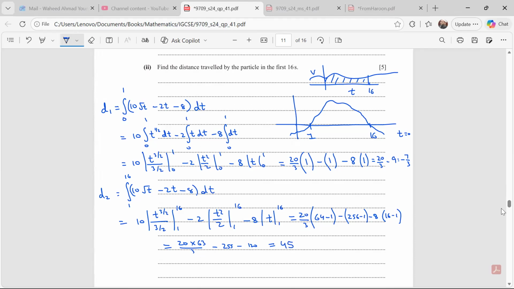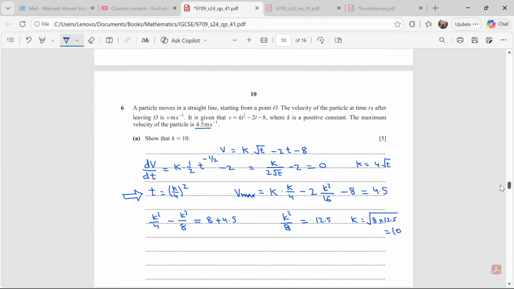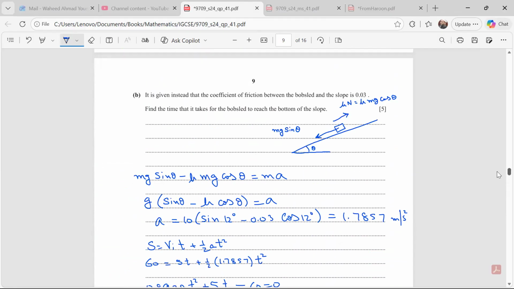So the final answer is going to be the total distance, which is the absolute value of d1 plus the absolute value of d2. So it is going to be 7 by 3 plus 45, which will give me 142 over 3. I hope you understood both the question and the logic and reasoning behind it. Try to understand all these things.